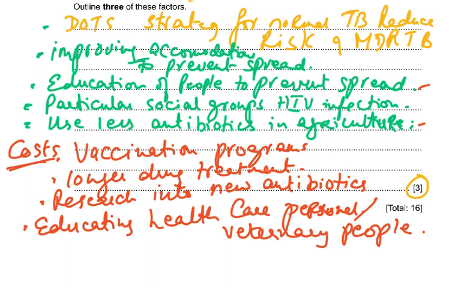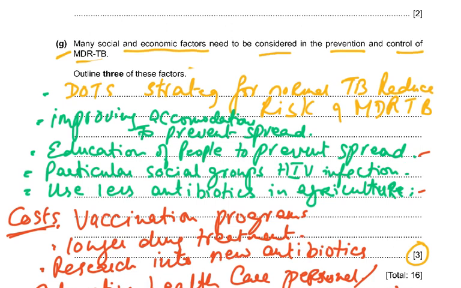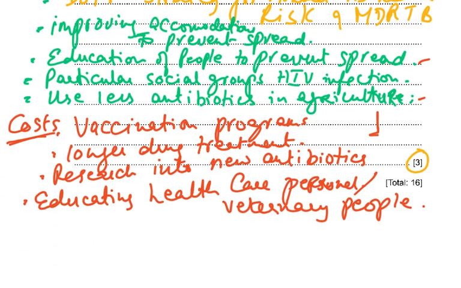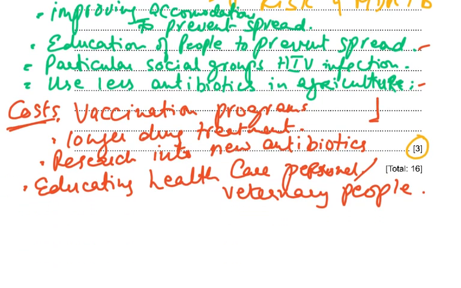But then we think of the cost, because they've also asked you economic factors. So economic factors, then you've got to think of the cost. Now, when you think of the cost, vaccination programs are going to cost a lot of money. Then if we give people longer drug treatments, that's going to cost a lot of money. Then if we research into new antibiotics, that costs a lot of money, and the money is diverted from other health issues.